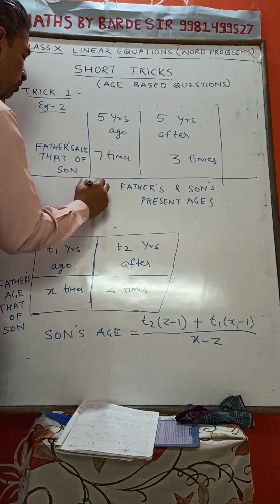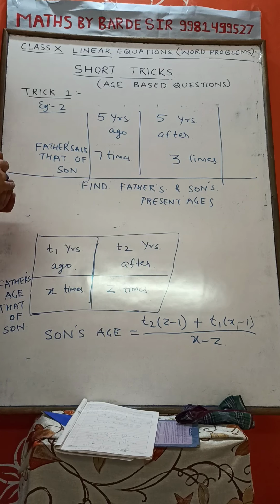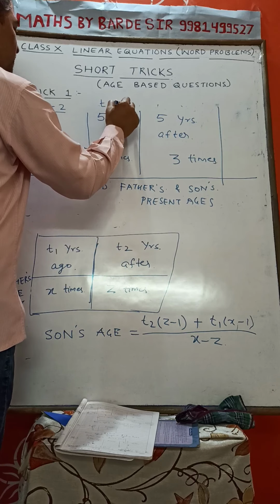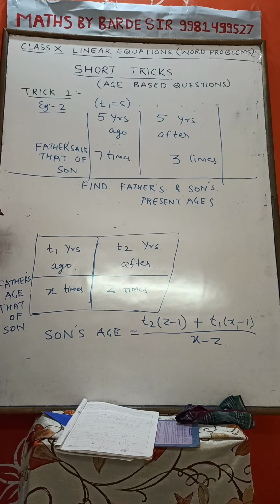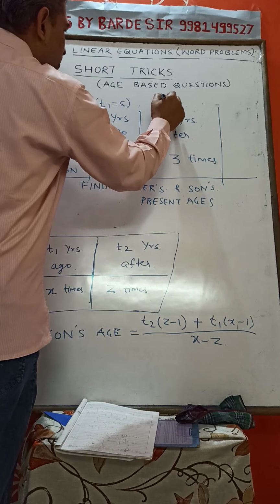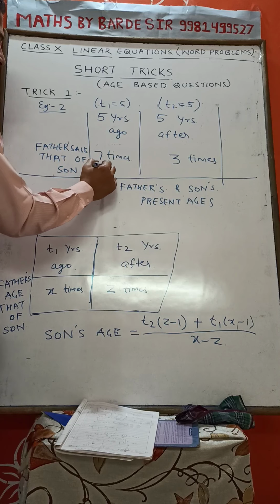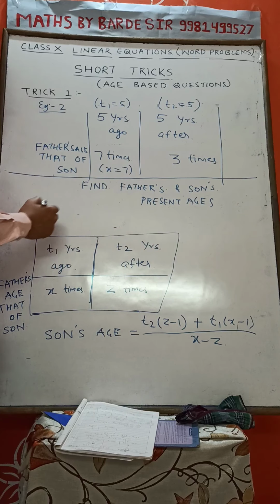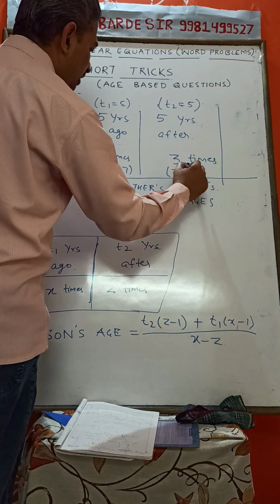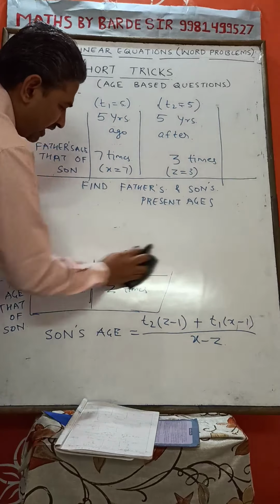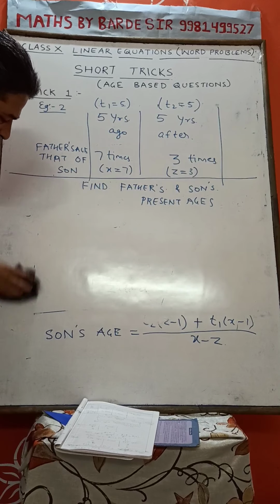Fine. So this is the question. Now let's correlate with this. T1 years ago, so T1 is equal to 5. T2 years after, so again T2 is also equal to 5. X is equal to 7. Z is equal to 3. So from here, we'll get son's age directly.